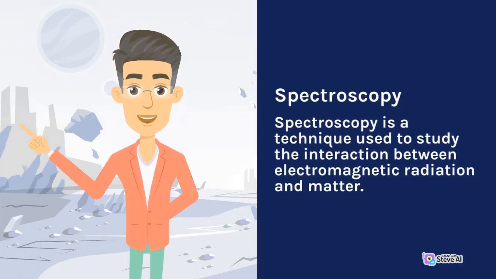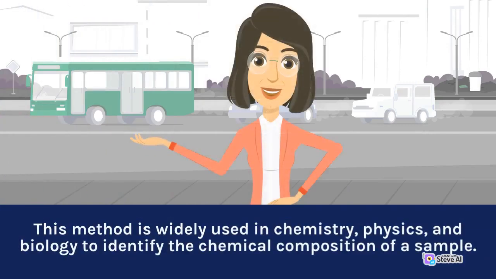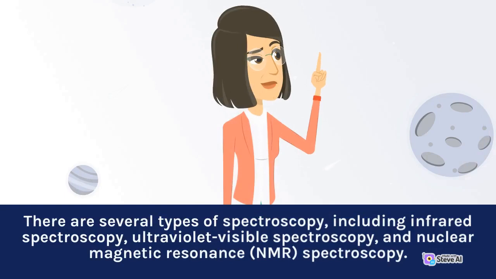Spectroscopy. Spectroscopy is a technique used to study the interaction between electromagnetic radiation and matter. This method is widely used in chemistry, physics, and biology to identify the chemical composition of a sample. There are several types of spectroscopy, including infrared spectroscopy, ultraviolet visible spectroscopy, and nuclear magnetic resonance (NMR) spectroscopy.